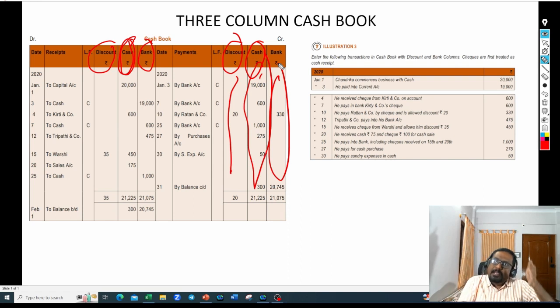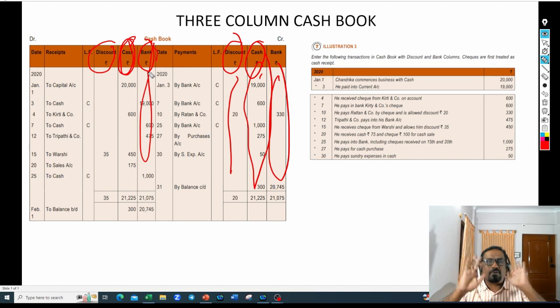In a similar way, cash receipts are supposed to be recorded in the debit side of the cash column, and whatever deposits or receipts to our bank account will be recorded in the debit side of the bank column. That is what we are going to record. This is not rocket science that you can't understand. Very simple. Right?